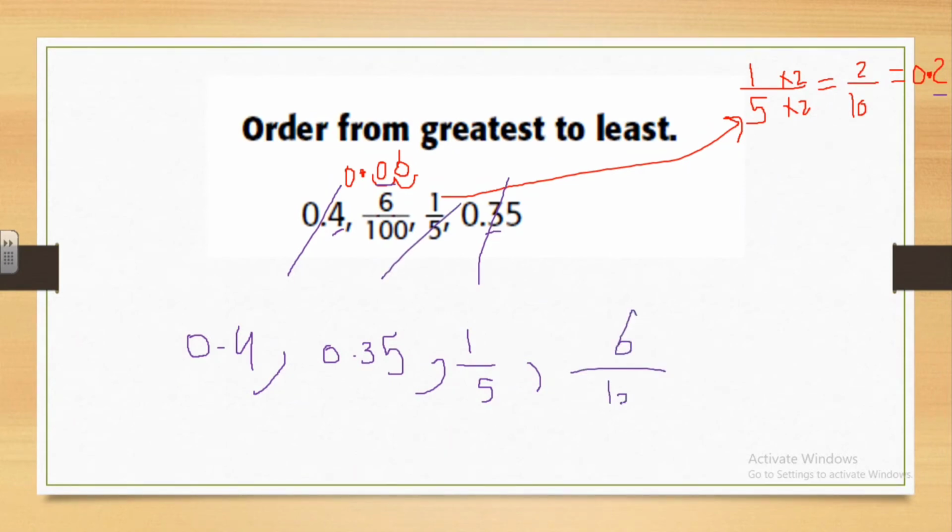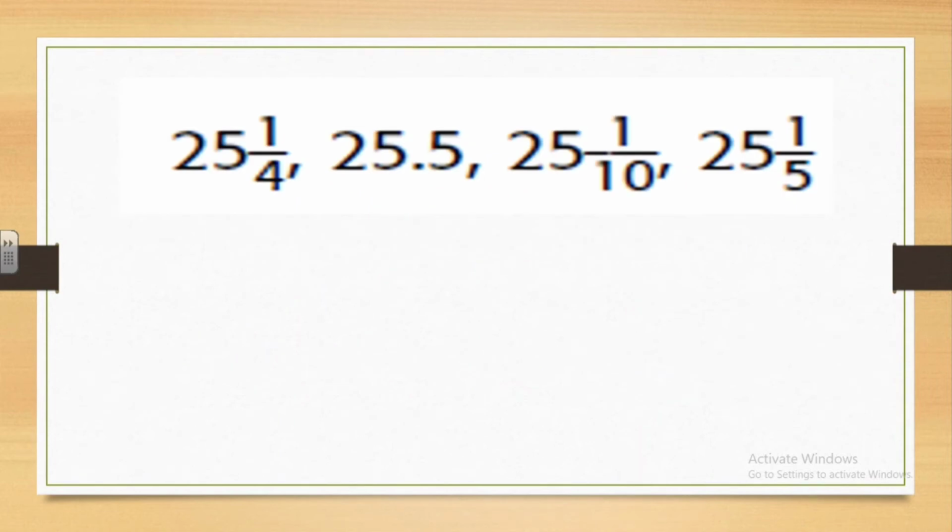Okay, my dears? You got it? Great, let's see the next one. Here we have mixed numbers. Okay, the first one here, 25 and 1 over 4, 25.5, 25 and 1 over 10, 25 and 1 over 5. So if we look carefully, we will see that we have the whole number 25 with a fraction or with a decimal. So let's focus on the fractions. Let's change them to decimals and let's make the comparison in an easy way.